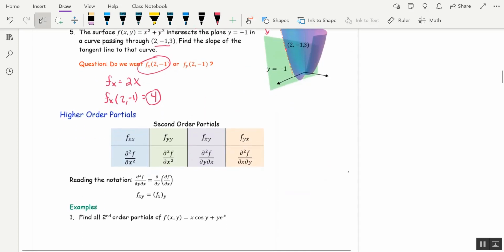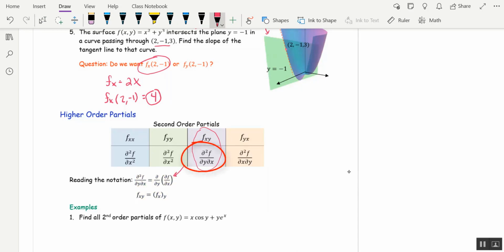Okay, higher order partials. We can do second order partials. We can do third order partials. So these are the notations for second order partials. There are 4 of them. And I'll just look at this one with you, the purple one. These are different notations for the same thing. And down here, I'll show you what I mean.